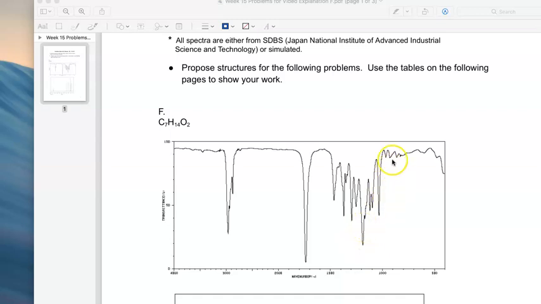Everything to the right of the 1000 is considered the footprint of the molecule, and we don't need to worry about any of this because it doesn't give us any helpful information.